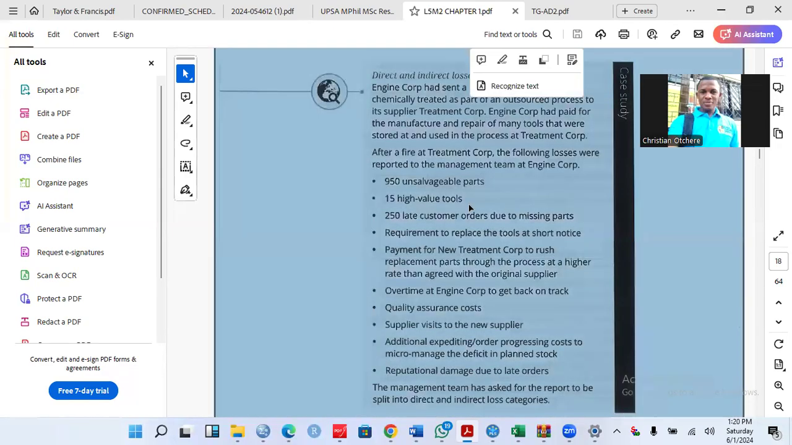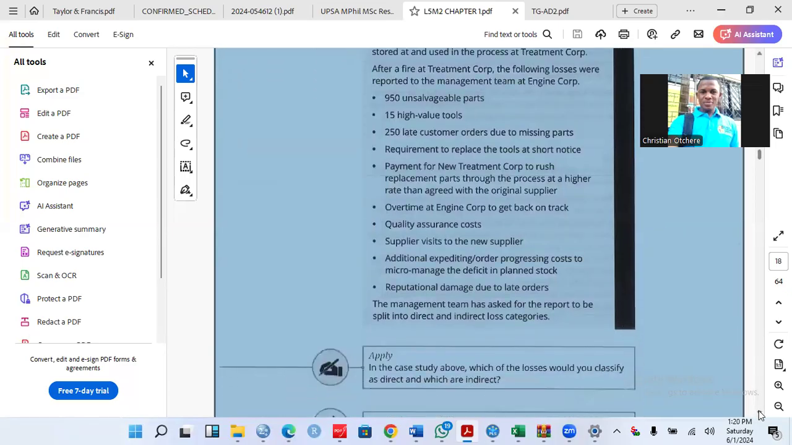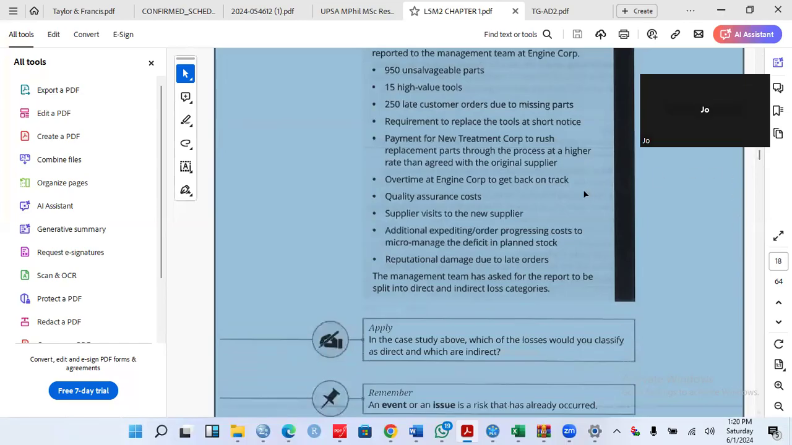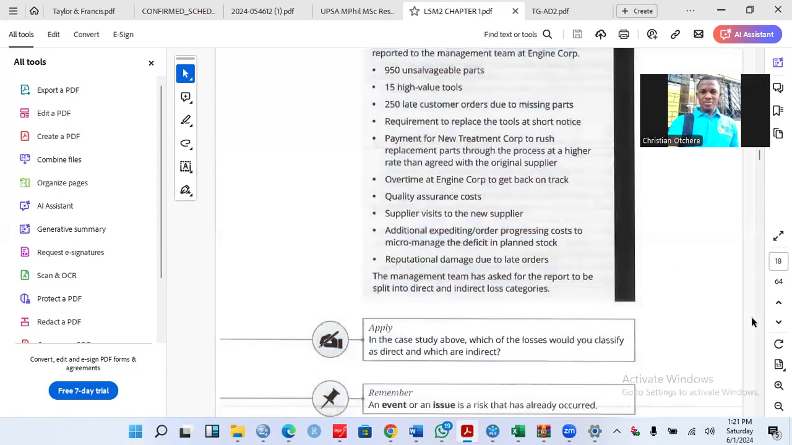Okay. So Jocelyn, please, are you okay? Yeah, so I'm fine. Okay. So when you go to the exam, they are going to give scenarios like that. But our objective is to be able to identify which of the losses are direct and which of the losses are not direct. Okay. All right.